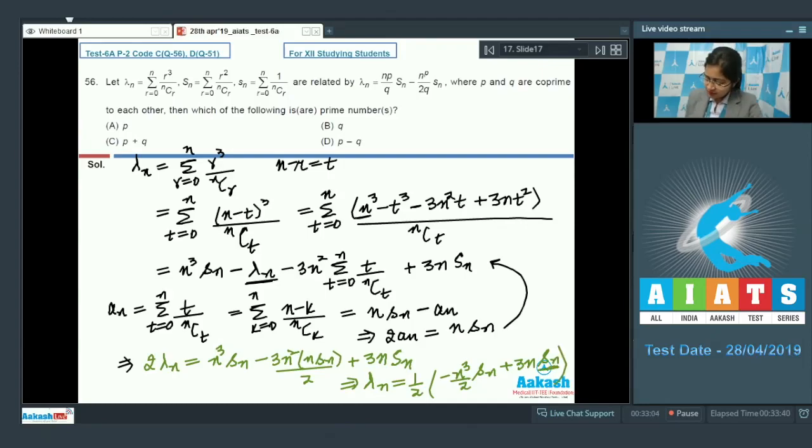Now from the given statement we can compare with capital Sn. It has been written 3 by 2n, that is 3 by 2 is equal to p by q. Also with small sn we have minus n cube upon 4, that is equal to minus n raised to the power p upon 2q. That is, the value of p is equal to 3 and the value of q is equal to 2. So from the given options, which of the following are prime numbers? P is a prime number, Q is also a prime number, P plus Q is also a prime number, P minus Q is not a prime number. So the answer of this question will be A, B, C.